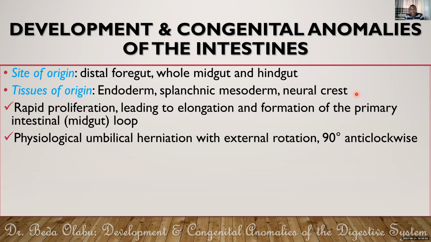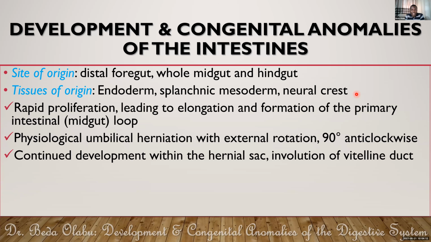Then, because of space, the intestines herniate through the umbilicus. We call that physiological umbilical herniation, during which there is external rotation, 90 degrees anti-clockwise. The implication, large gut goes to the left, small gut goes to the right. Development continues outside the fetal abdomen, within the hernia sac. I forgot to tell you that during that time, the vitelline duct is expected to involute. It disappears.